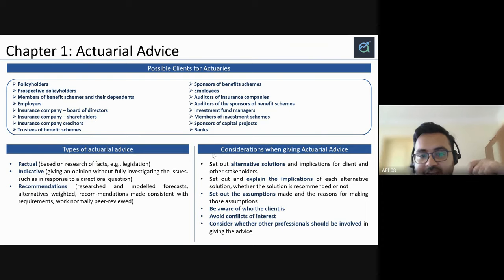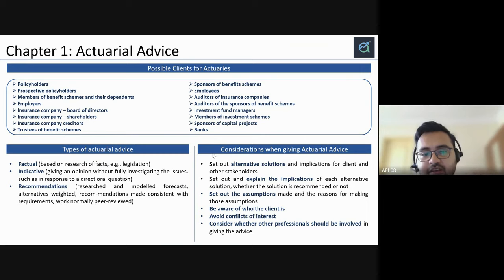Indicative is basically where you're giving an opinion without fully investigating the issues, like whenever you're being asked an oral question: should I or should I not buy an insurance premium? And then you say, okay, you should buy it, but there are these considerations. Let me tell you these considerations at least for now, and then let me do some more background research and get back to you with a thorough, comprehensive, or conclusive answer as to whether or not you should go ahead with it. So it probably starts with an idea that is indicative in nature to begin with, and then potentially it becomes factual.